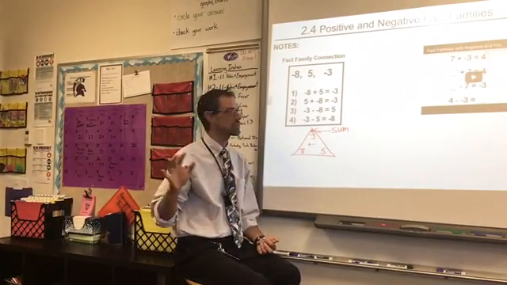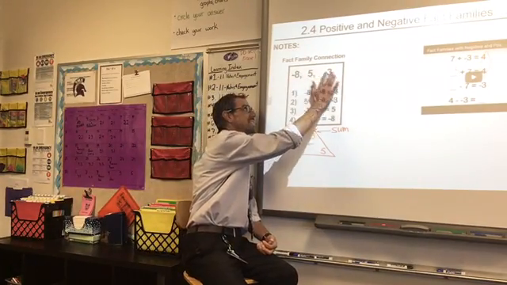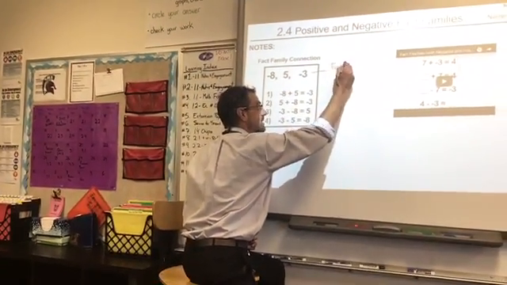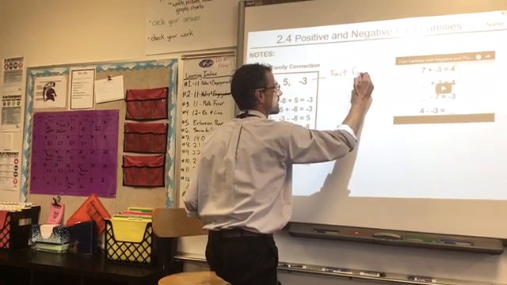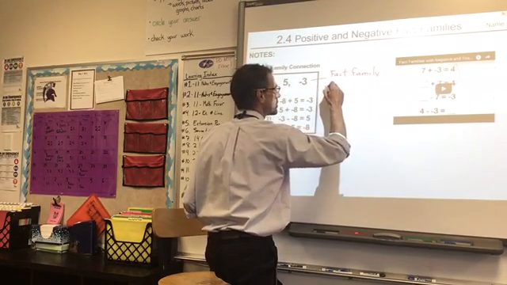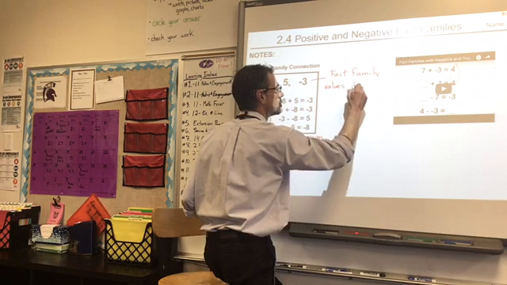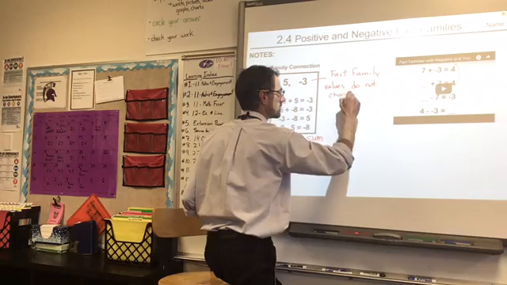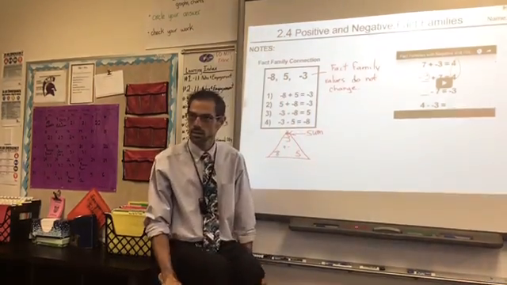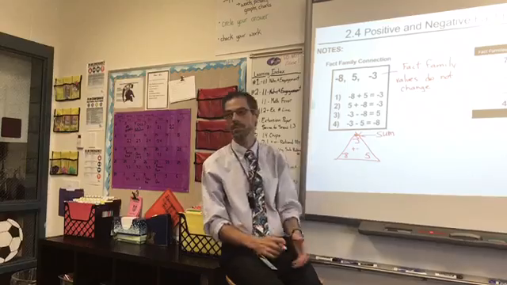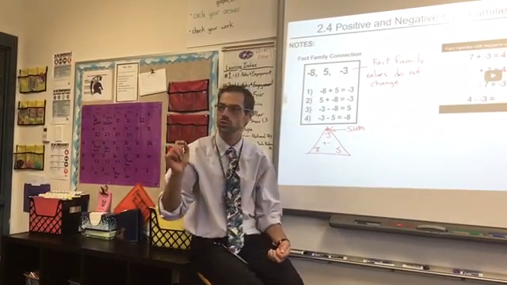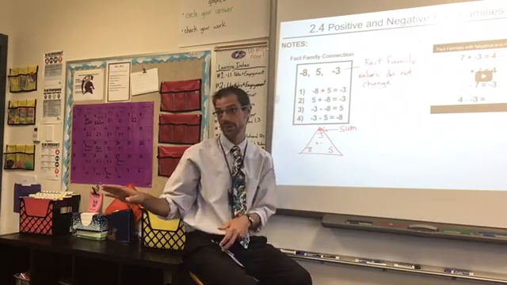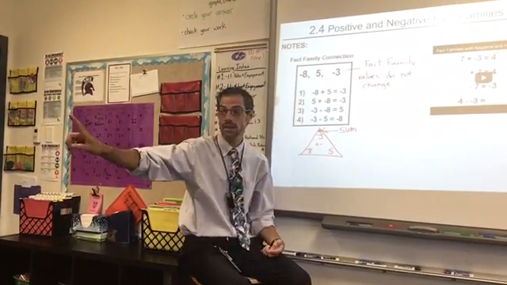So here's how a fact triangle works. I know that these values, okay, fact family, and I want you to write this down, fact family values do not change. The values do not change. If I have a -3 up here, in every number sentence, I'm going to find a -3. If I have a 5, I'm going to find a 5, not a -5. If I have a -8, I'm going to find a -8.